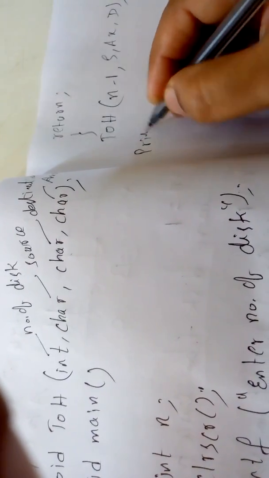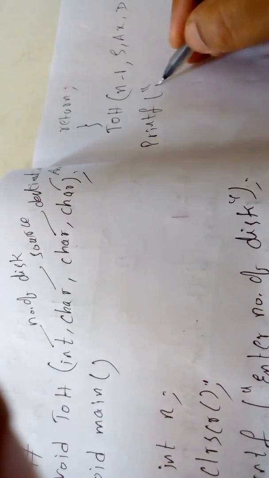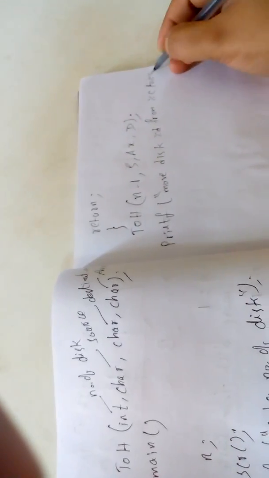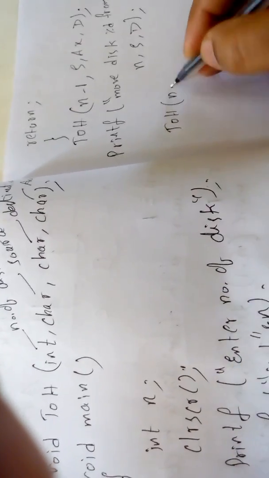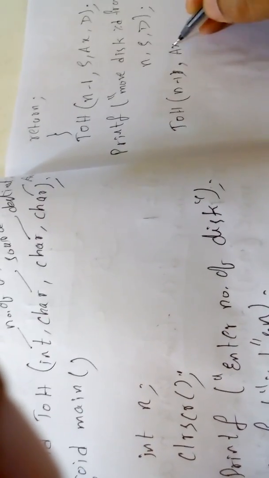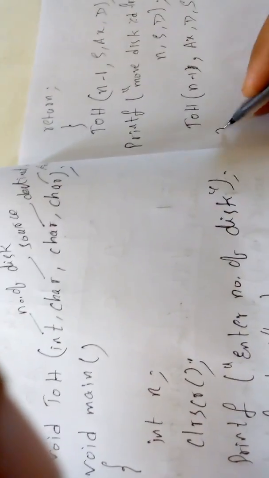So then what happens after this? It will display "move disk %d from %c to %c". So disk n, source, destination. Then after this the remaining one, again n minus 1, we will transfer from auxiliary to destination with the help of source. This is a very simple program.